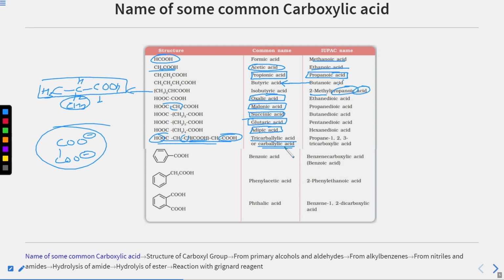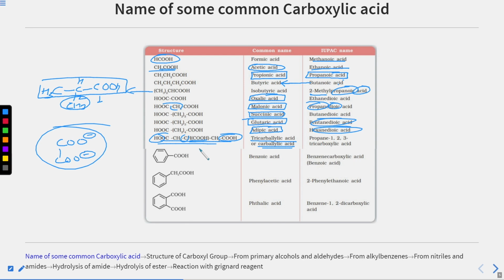Now if you look at the corresponding nomenclature, 3 carbons with 2 carboxylic acids gives propane dioic acid. Then again we have 2 carboxylic acids but 4 carbons, so butane dioic acid. Then pentane dioic acid. Further we have hexane dioic acid for 6 carbons, 4 carbons in this bracket, and 2 on the carboxylic acids, so hexane dioic. Then we can have propane 1,2,3 tricarboxylic acid.